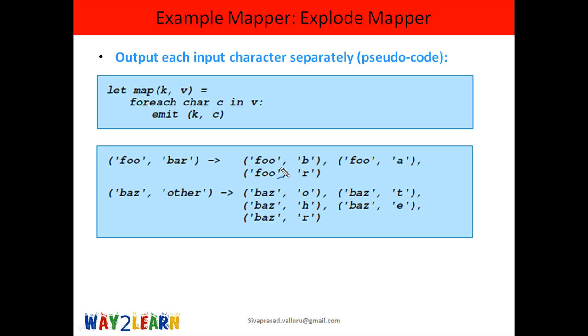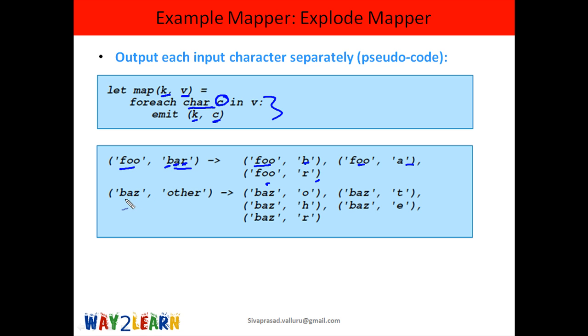see the explode mapper. Let's assume that my map is getting key comma value. Value will be what? The line, is it? So I can write a mapper where it will iterate over each character in the line and will emit key comma character. So my explode mapper pseudocode will look like this. If my mapper is getting foo comma bar as key and values, it will emit foo B, foo A, foo R. Each character is emitted as values.